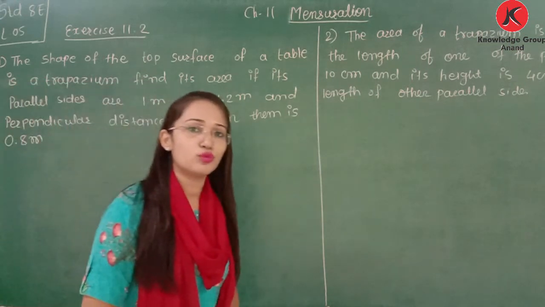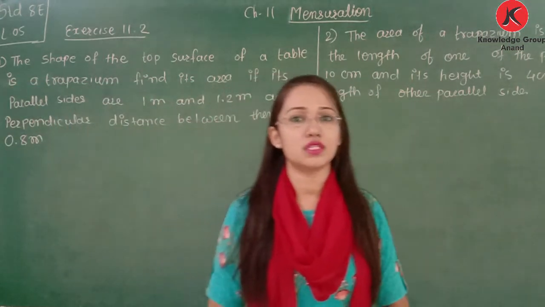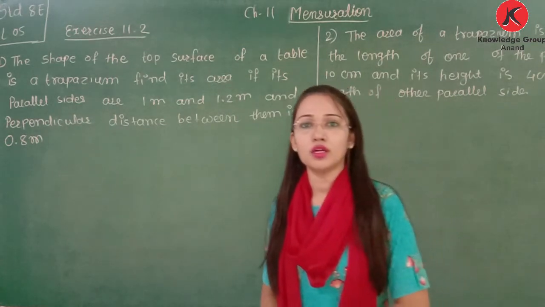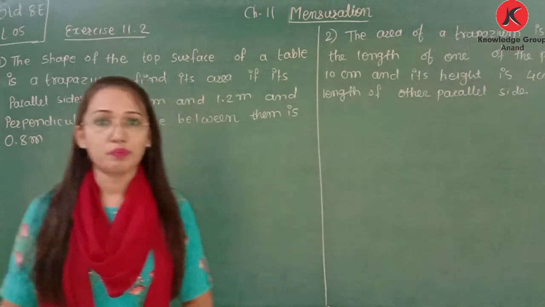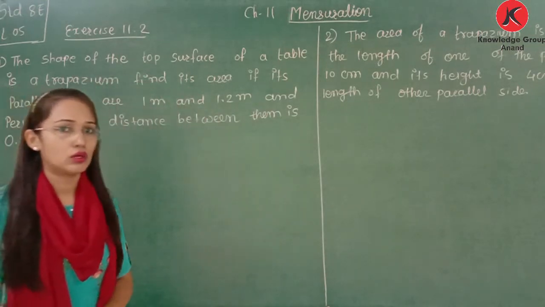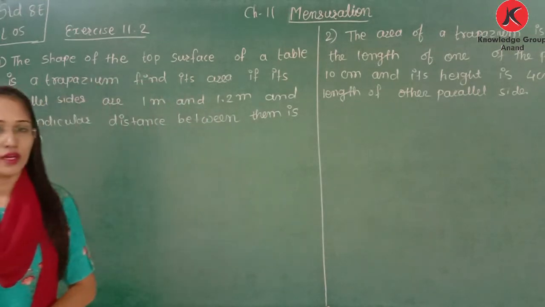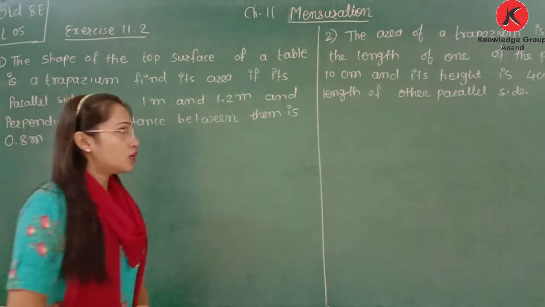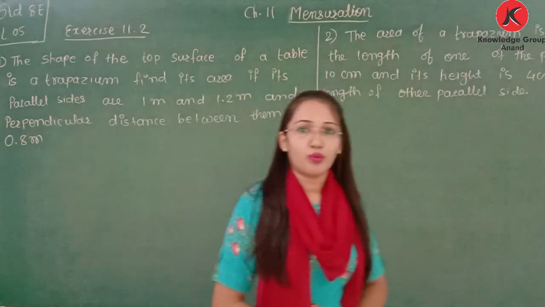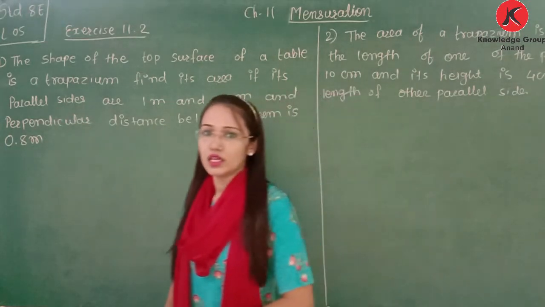Height 1 and height 2 means what? It is a perpendicular distance. It is a perpendicular on a diagonal. Whatever diagonal is given, and if there is a perpendicular dropped on the diagonal, then you need to consider h1 and h2, that perpendicular distance. Clear? Today we will solve exercise 11.2 related to these equations.